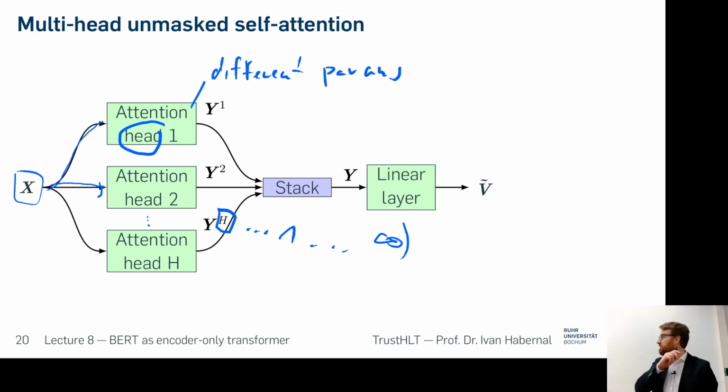So the idea is that, of course, these parameters in each of these heads are, how do you initialize the parameters of your network? Randomly, exactly. So what happens if you initialize H heads randomly? What are you gonna end up with?